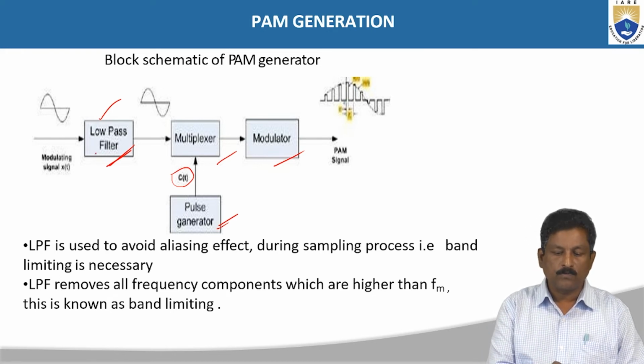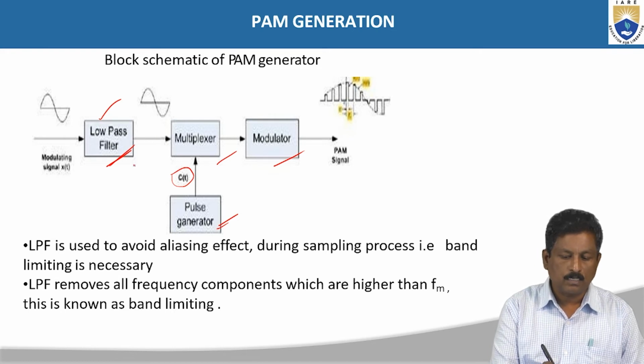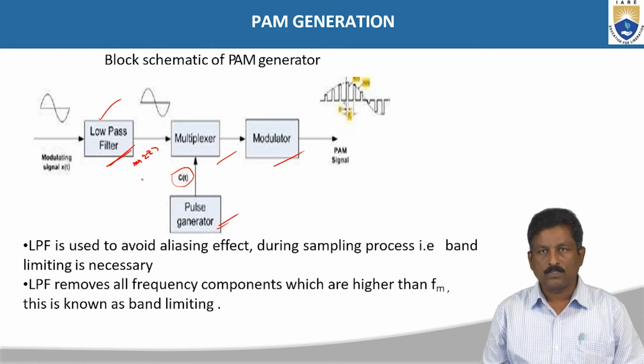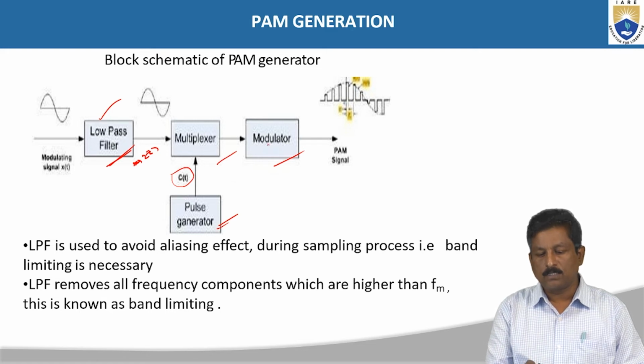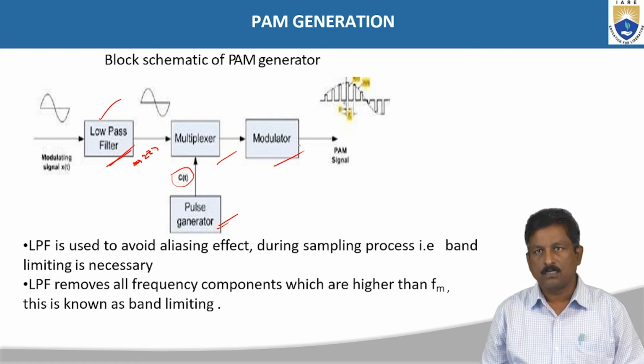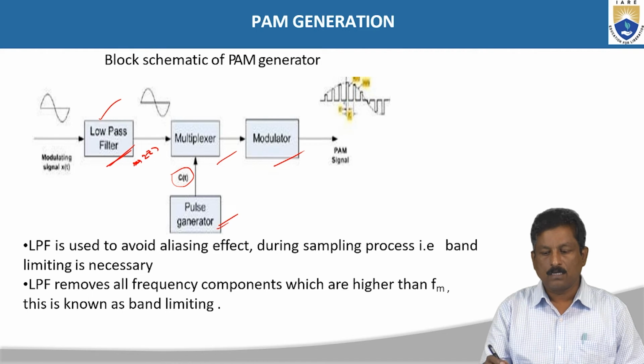So after the low pass filter, we are going to get the modulator signal, which is indicated by M of t here. You can have the M of t, and this is C of t signal. So by the inputs of both modulating signal and the carrier signal, a multiplexing operation takes place and makes the composite signal. Then it will be given to the modulator.